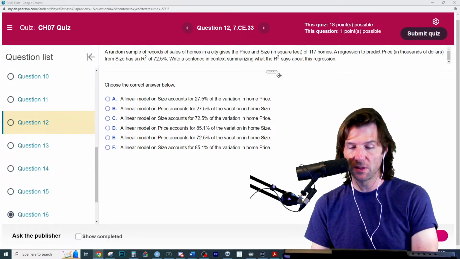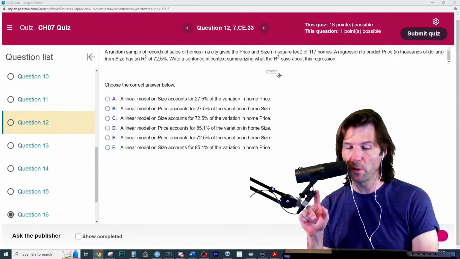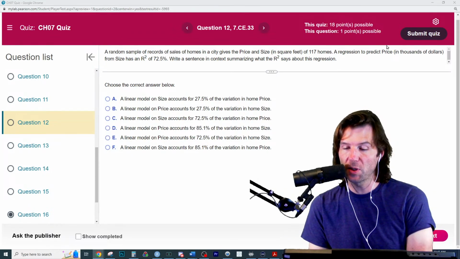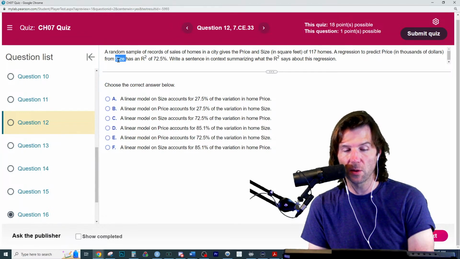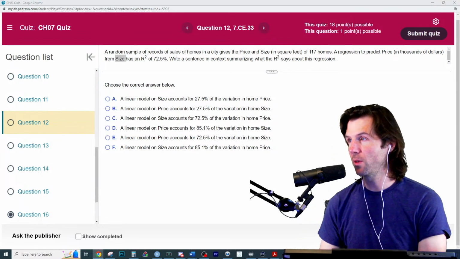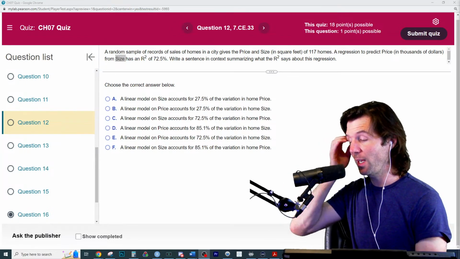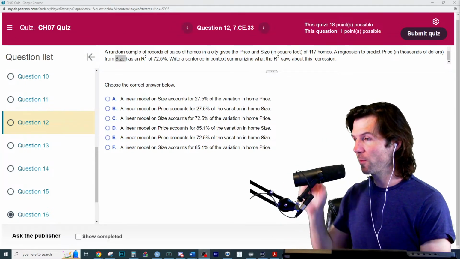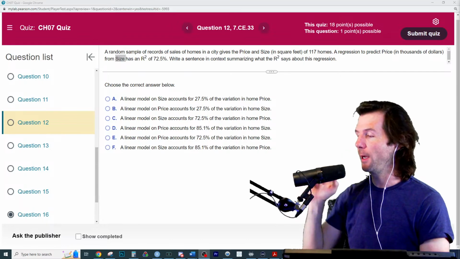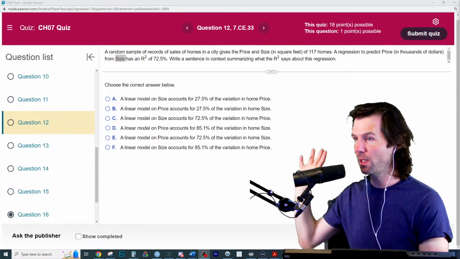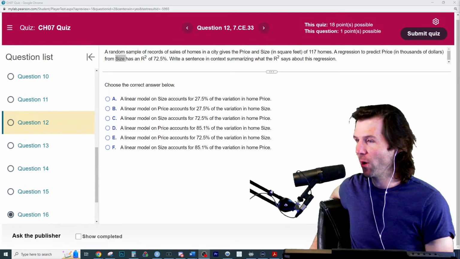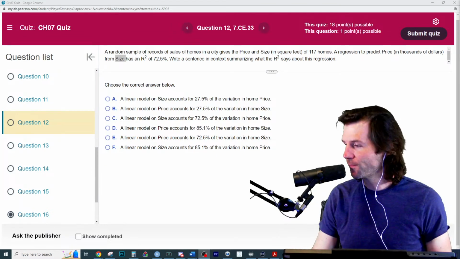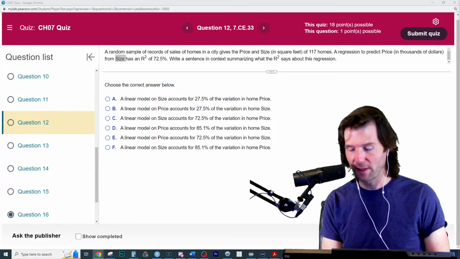A random sample of records. Sales of homes in a city gives the price and size in square feet of 117 homes. A regression to predict the price, the Y variable of interest, in thousands of dollars, and size has an R squared of this. Write a sentence interpreting the R squared. Write your own sentence in the chat. Give it a go right now. Don't look at theirs. Don't look at their answers. It's going to be: blank percent of the variation in Y is explained by the variation in X.